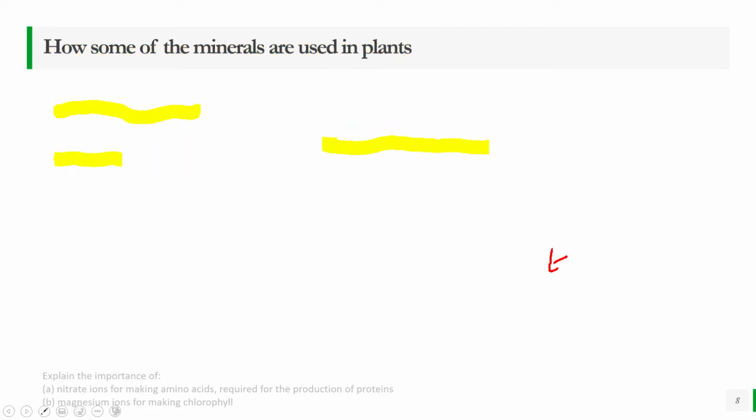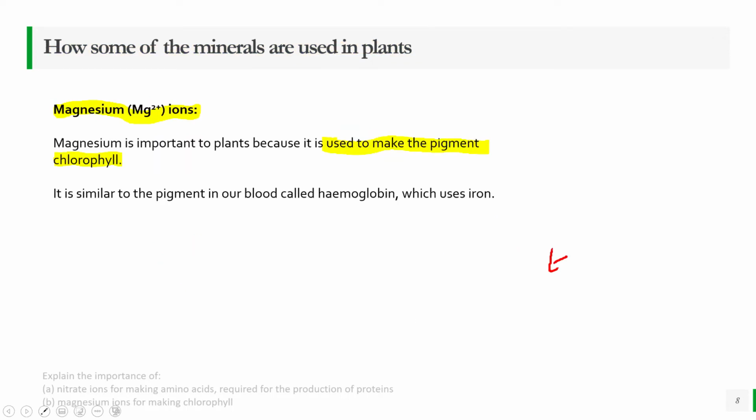Okay. Next one. Now this is the importance of magnesium. Now magnesium is used in plants because it is used to make the pigment chlorophyll. Now it is similar to the pigment in our blood yang membuat darah tadi warna merah, hemoglobin. Now chlorophyll on the other hand, colornya warna hijau. Okay. Now chlorophyll makes use of magnesium, hemoglobin makes use of iron.